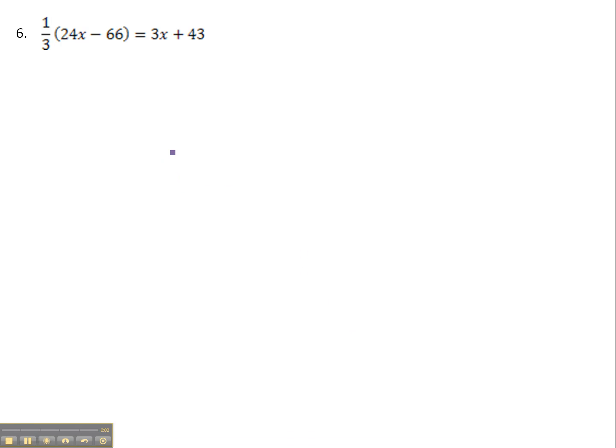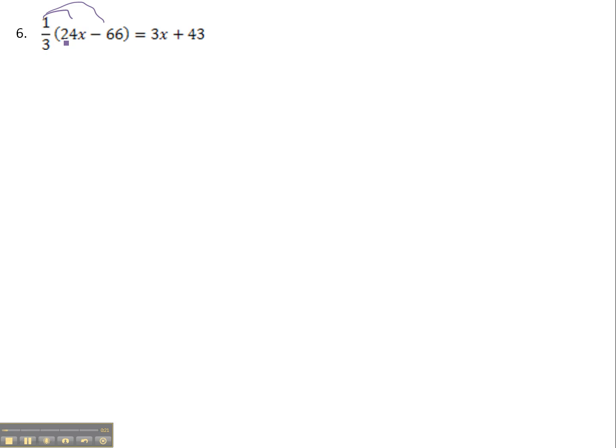Here's problem 6 from your Algebra Review Homework. It's got a nasty fraction in it, and maybe you want to multiply both sides by 3 to get rid of it, but take a look. If we just distribute this through, our fraction will disappear. And the reason why is because 3 goes into both 24 and 66. So just multiply it out.